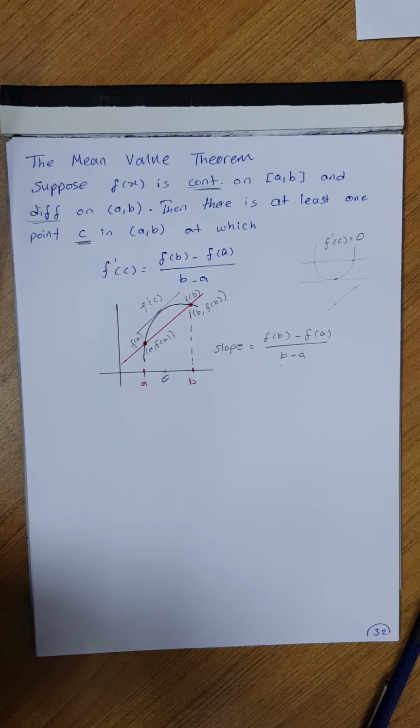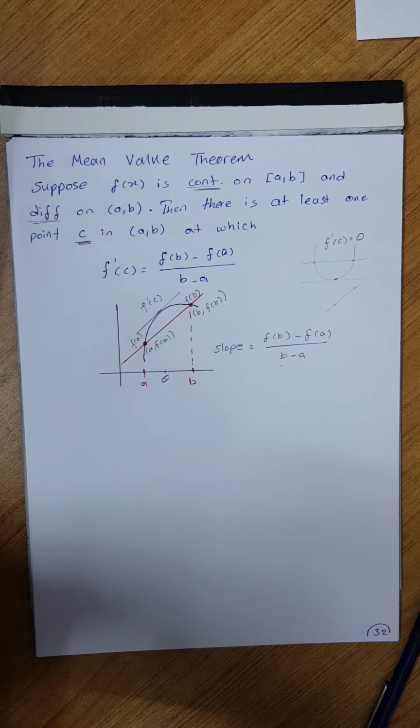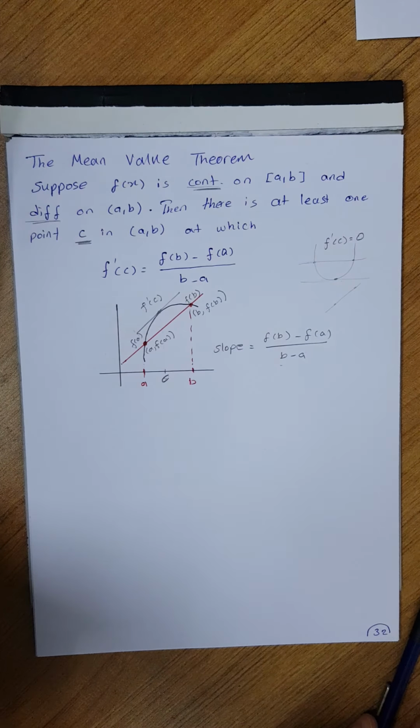That is the mean value theorem. In general, it is called the slant form of Rolle's theorem. Now we have a procedure. Of course, finding that C here is very easy, like we did previously for Rolle's theorem.